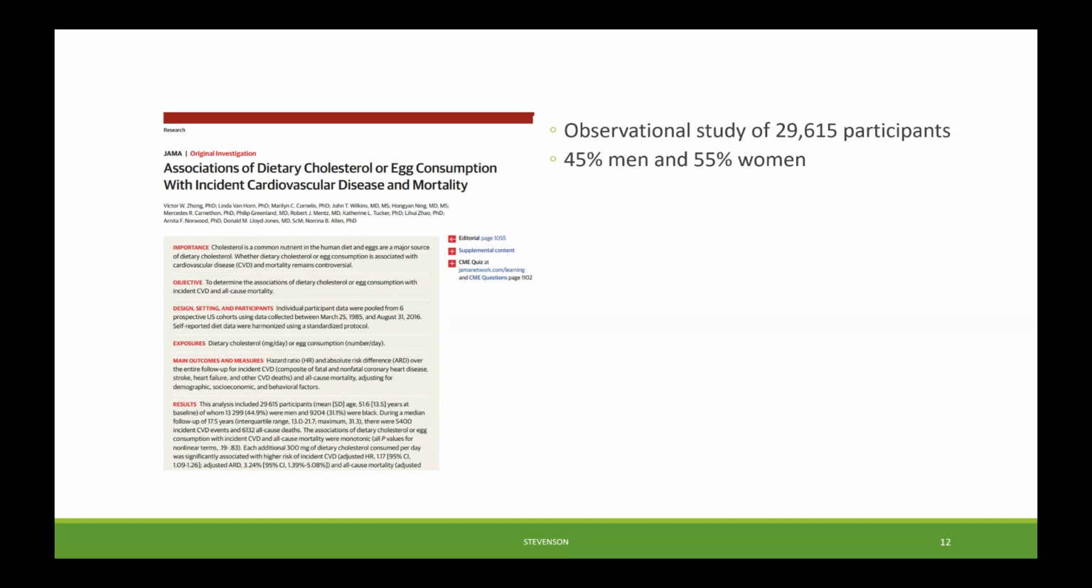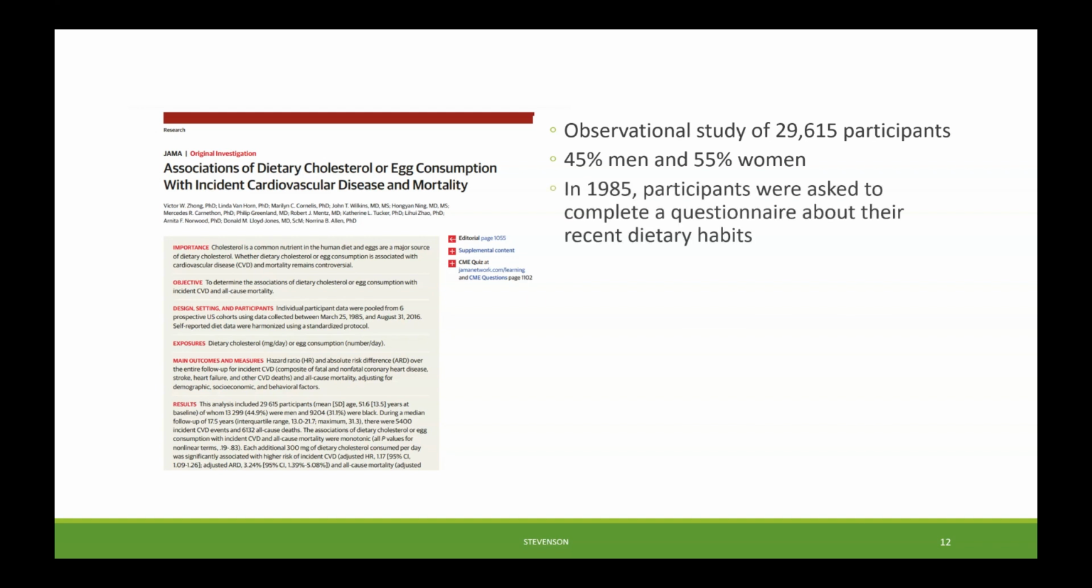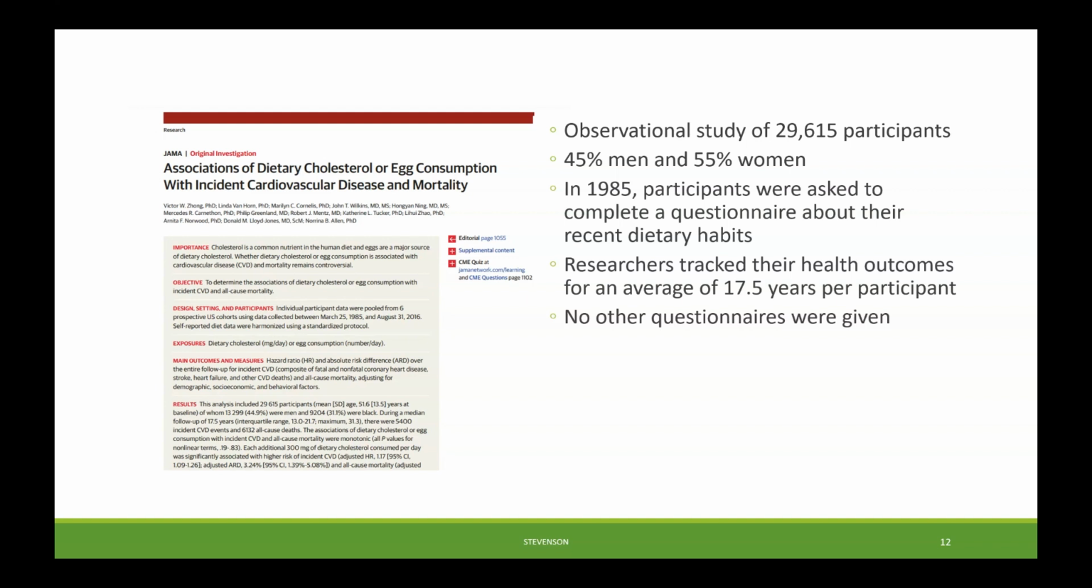How the study worked was that in 1985, the participants were asked to fill out a questionnaire, a survey about their recent dietary habits, basically what they had been eating in the past year. And then researchers tracked their health outcomes for an average of 17 and a half years for each participant, meaning that they continued to check up on each participant periodically for 17 and a half years to see what health issues they had developed. Although at no point during the course of those 17 and a half years did the researchers give the participants another questionnaire about their dietary habits. There was only one questionnaire at the beginning.